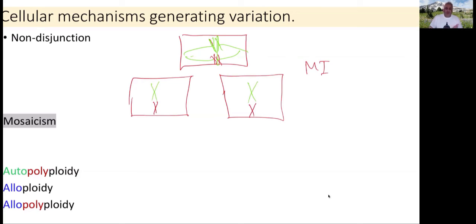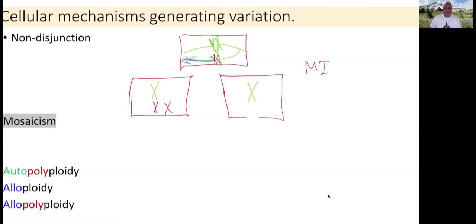But if there's nondisjunction at this point, and both, say, red chromosomes get pulled to the same side, let's indicate that with blue, both chromosomes get pulled to the same side, then the situation with respect to our drawing would be such. There will be no red chromosome on the right-hand side, and now there will be 2 red chromosomes on the left-hand side.